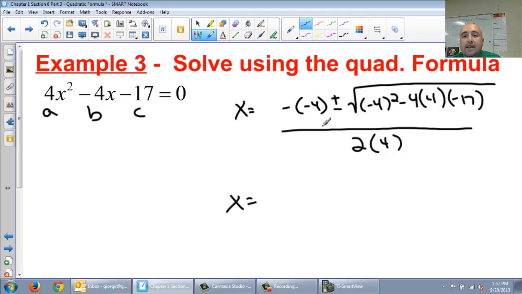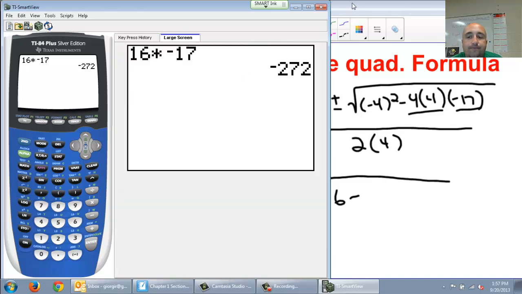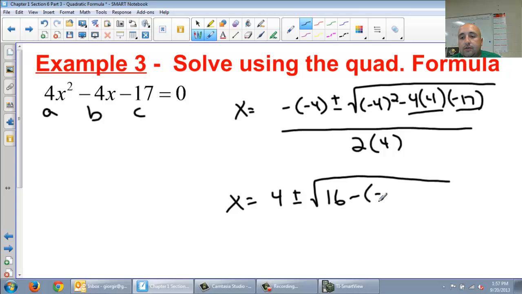Okay, so let's simplify here. X equals negative negative 4 is 4, plus or minus negative 4 squared is 16. So minus 4 times 4 is 16, times negative 17. So I'm going to go to my calculator and do 16 times negative 17, which equals negative 272. So minus, negative 272, all over 2 times 4, which is 8.